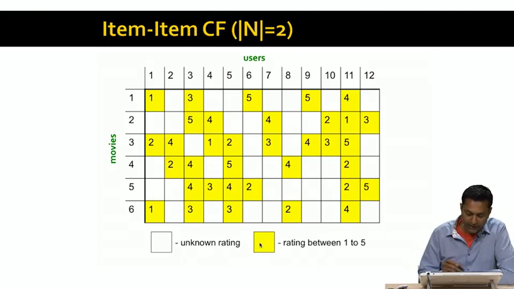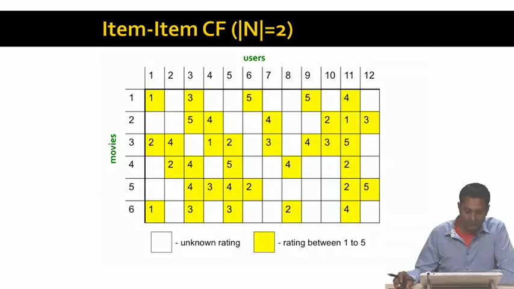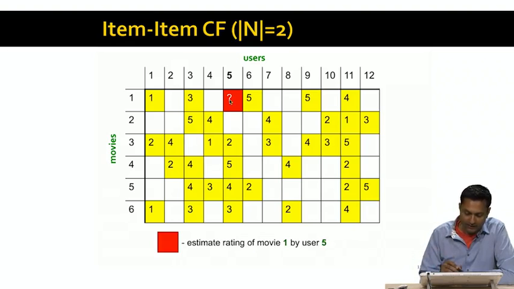Here the yellows are the known ratings in the utility matrix. We have movies on the y-axis, and we have users on the x-axis, and the blanks are the unknown ratings that we are trying to predict. And let's assume that the rating values are between 1 and 5. Let's say our goal is to estimate the rating of movie 1 by user 5.